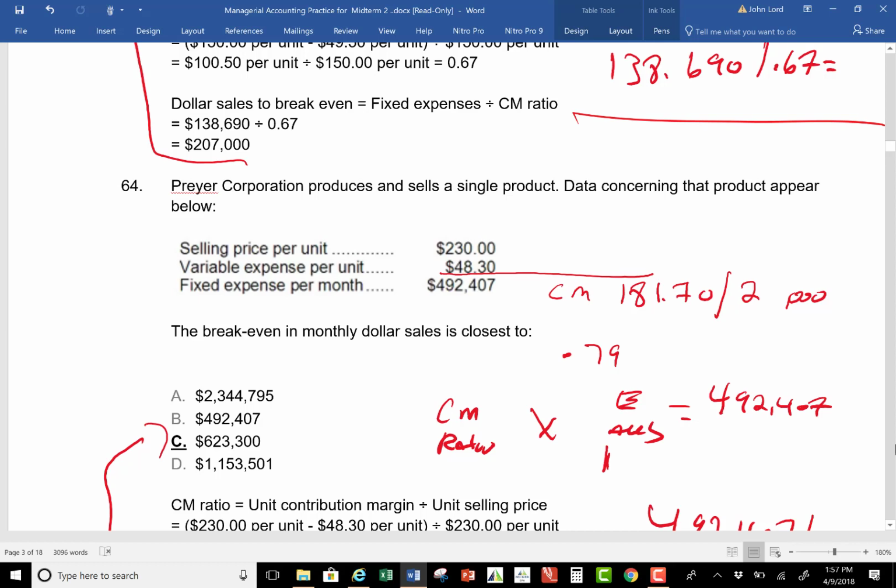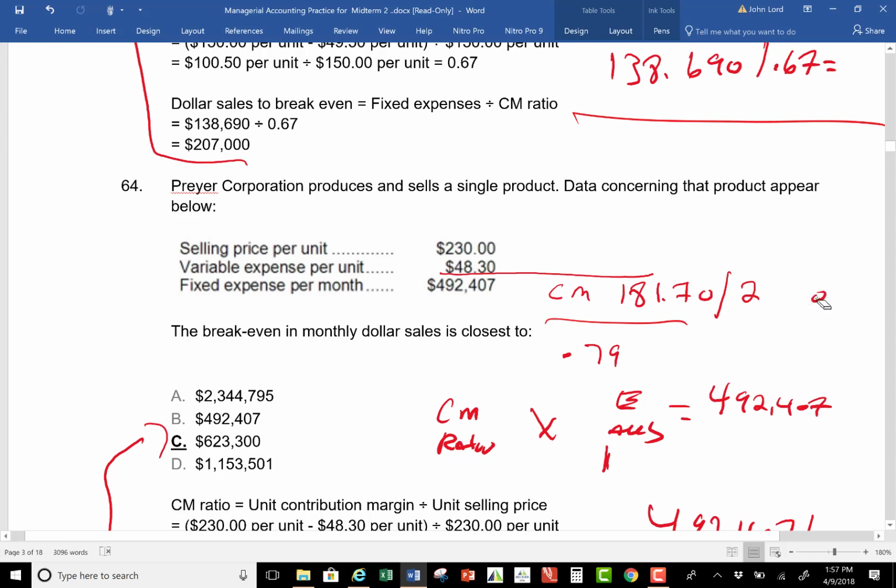Okay. All right, so what happens? You sit here and you have what? You have $230 minus the variable expenses per unit, $48.30, which gives me $181.70 per unit contribution margin. I take that and I do what? I divide that by 2,000.